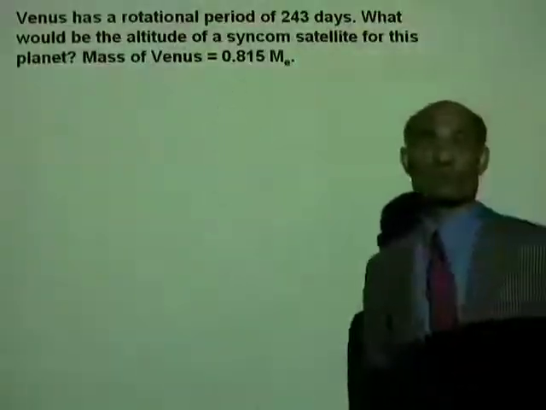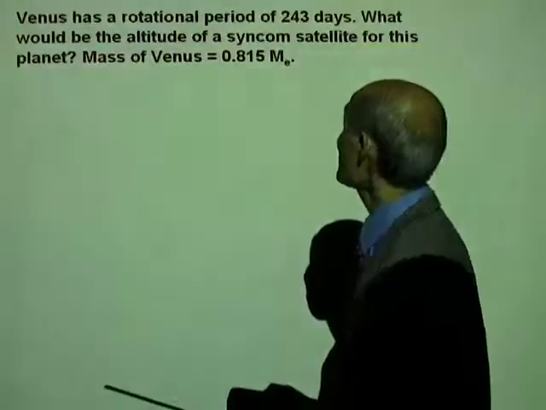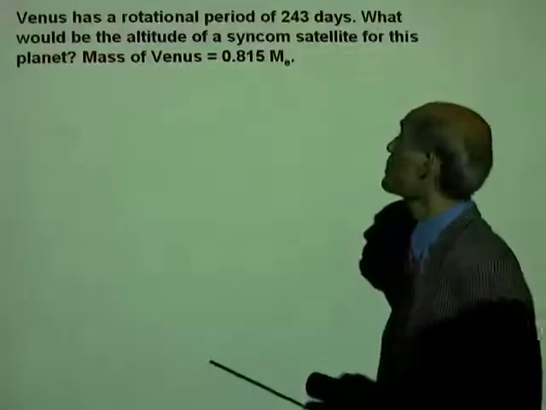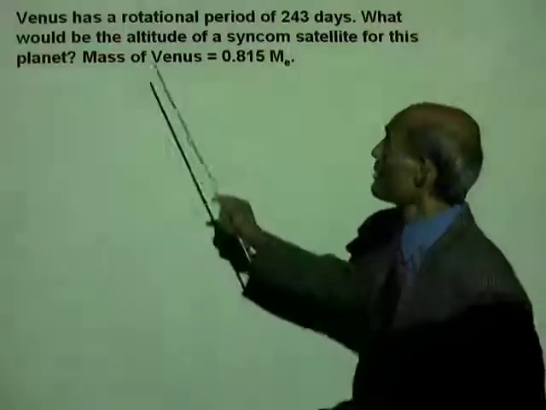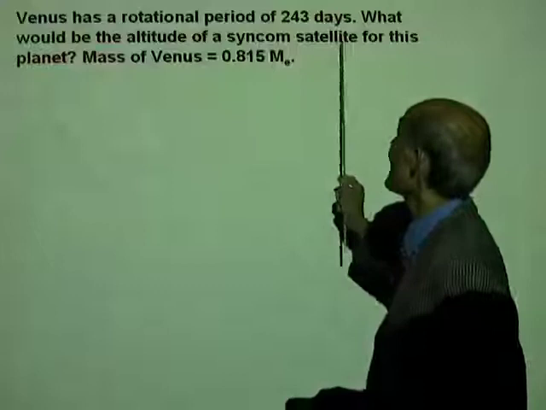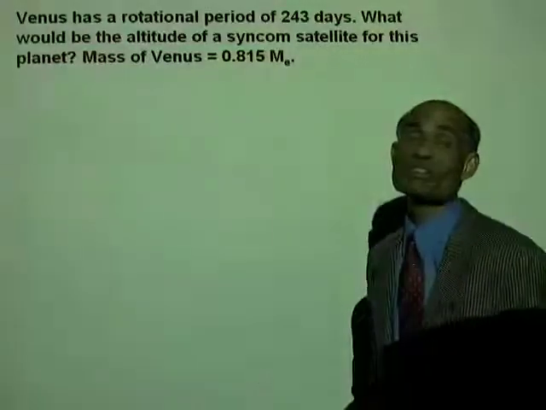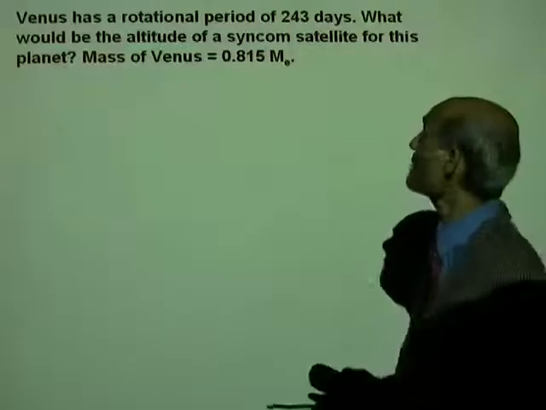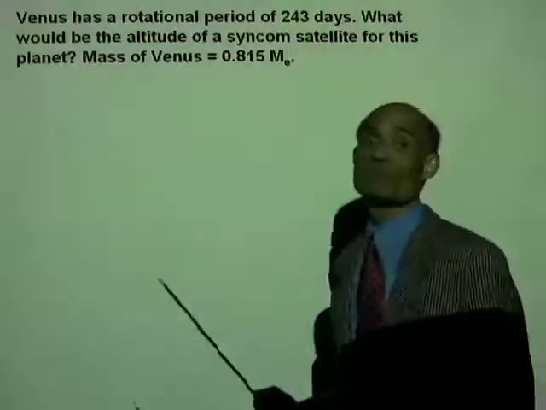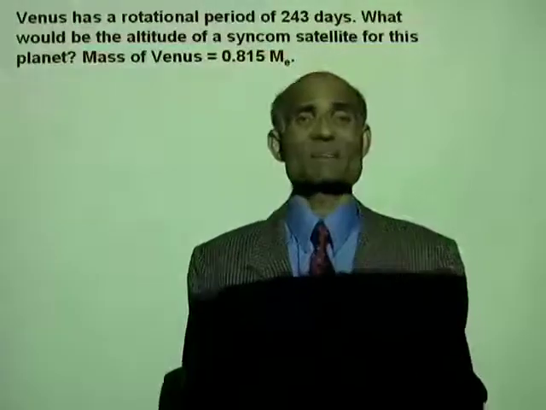Let's do a small problem. Venus has a rotational period of 243 days. What would be the altitude of a synchronous satellite for this planet? The mass of Venus is 0.815 times the mass of the Earth. What is a synchronous satellite?